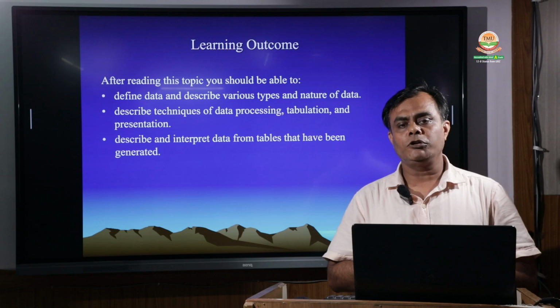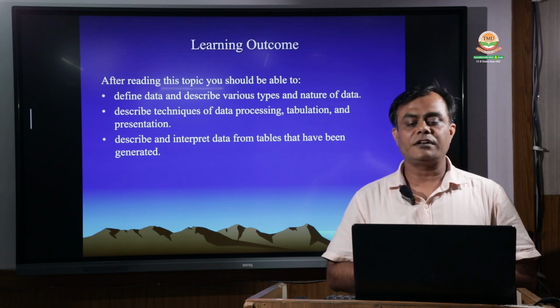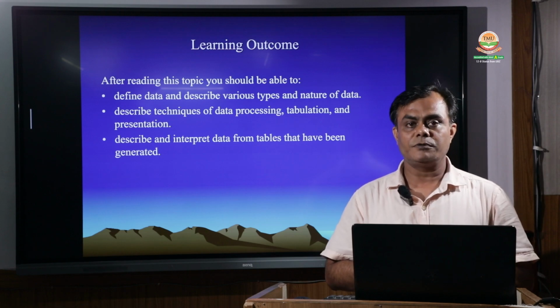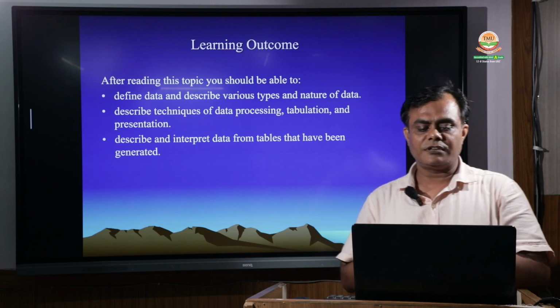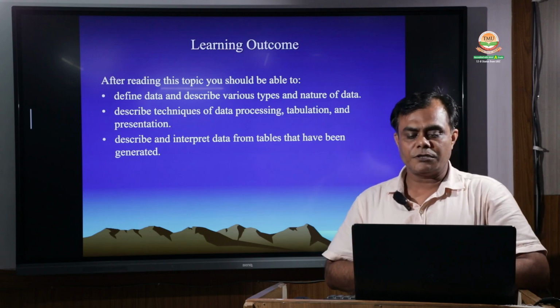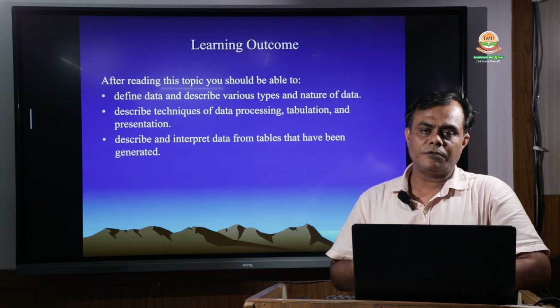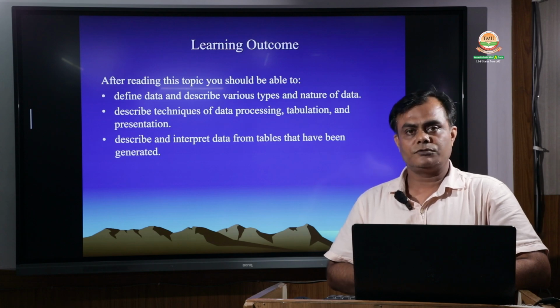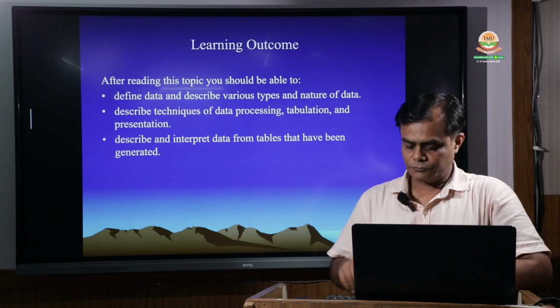after going through this topic, you will be able to understand, define and describe the various types and the nature of data, describe the techniques of data processing, tabulation and presentation of data, and also describe the interpretation from the tables that have been generated. So whatever tables you generate after processing the data, you can also describe them. So these are the outcomes of this lecture.